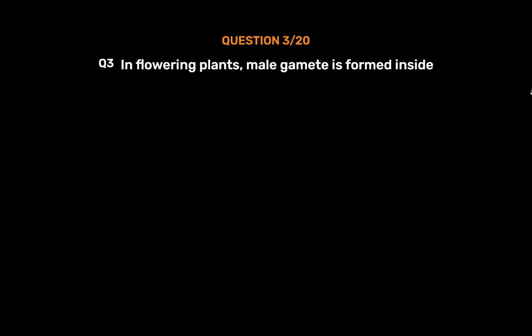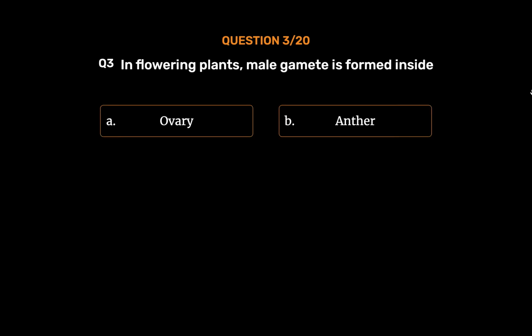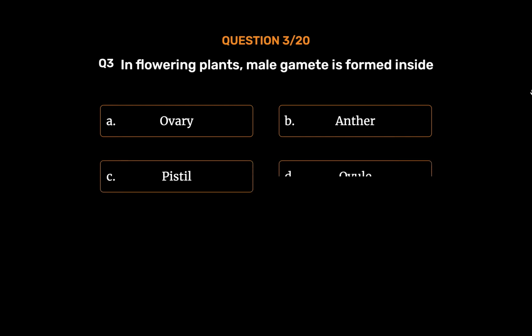Question number 3. In flowering plants, male gamete is formed inside: Option A, ovary. Option B, anther. Option C, pistil. Option D, ovule. The correct answer is Option C.